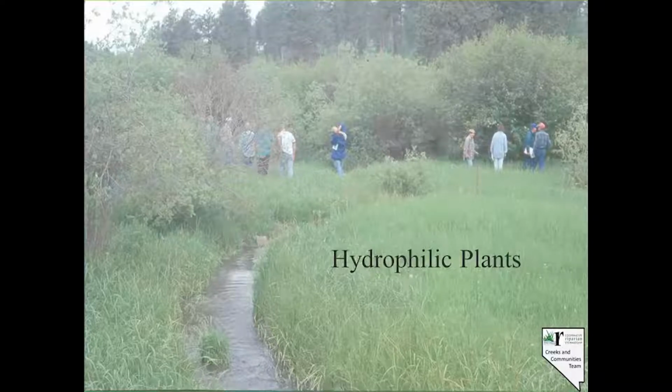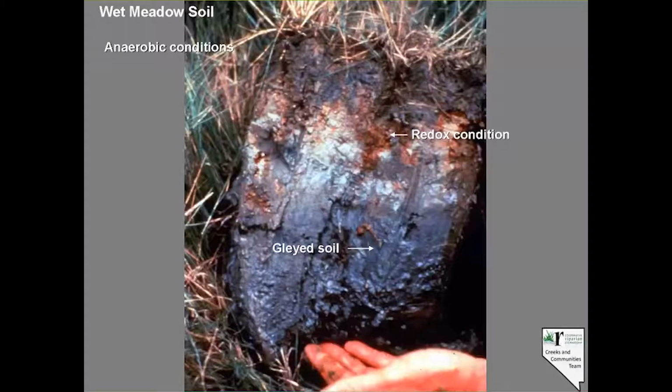So these hydrophilic plants have some features or functions that they have adapted to help deal with these situations. Here's an example of a soil core from a wetland area where you've got groundwater present year-round through a portion of that soil column where you've got the glade soil, right?